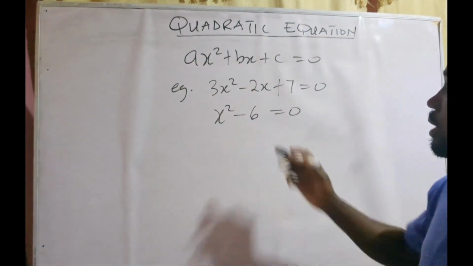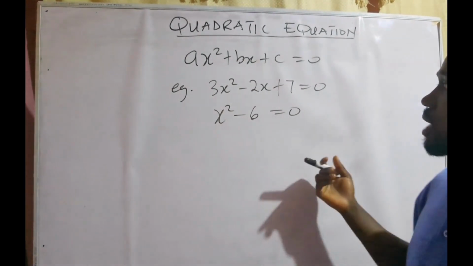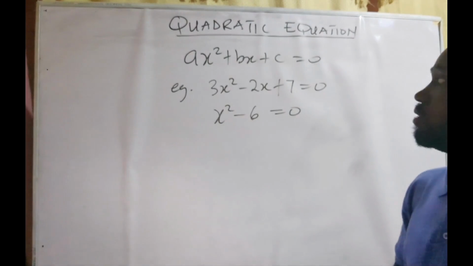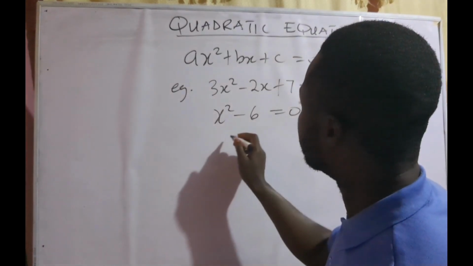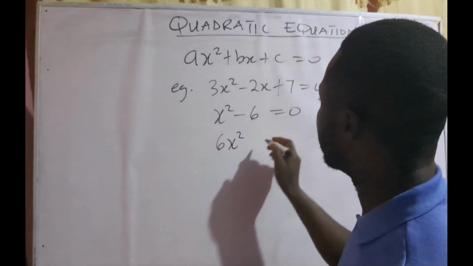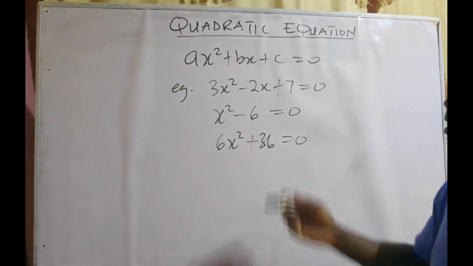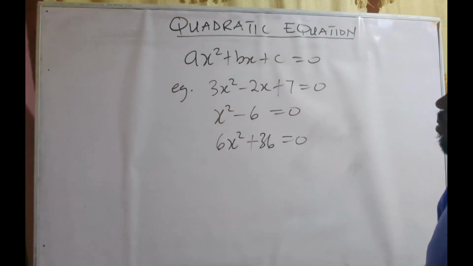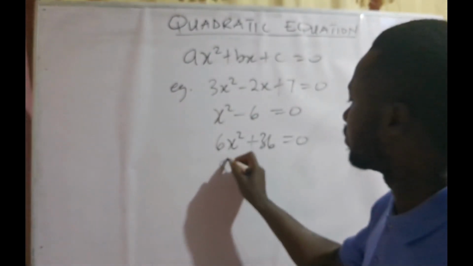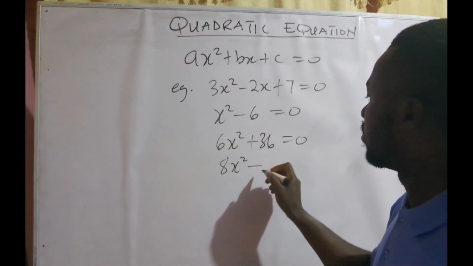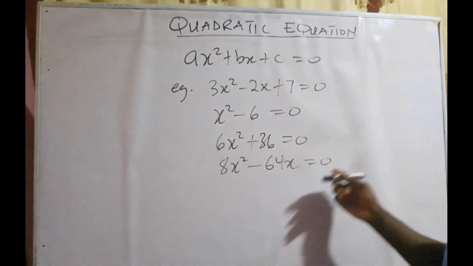All right. We can also have an example like this: x squared minus 6 equal to 0. This is also a quadratic equation, but it is a quadratic binomial, where the terms are x squared and then the -6. Or, with a quadratic binomial, we can have an example like 6x squared plus 36 equal to 0. This is also a quadratic binomial. Or it can be 8x squared minus 64x equal to 0. That is also a quadratic binomial.